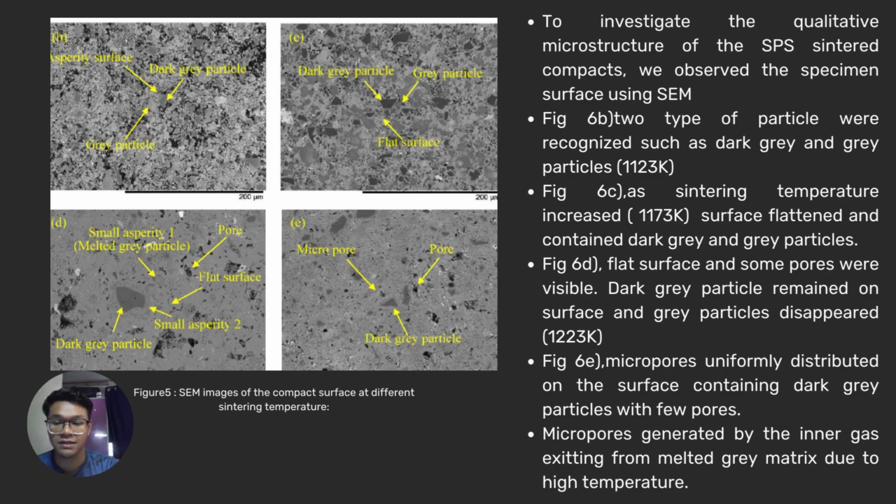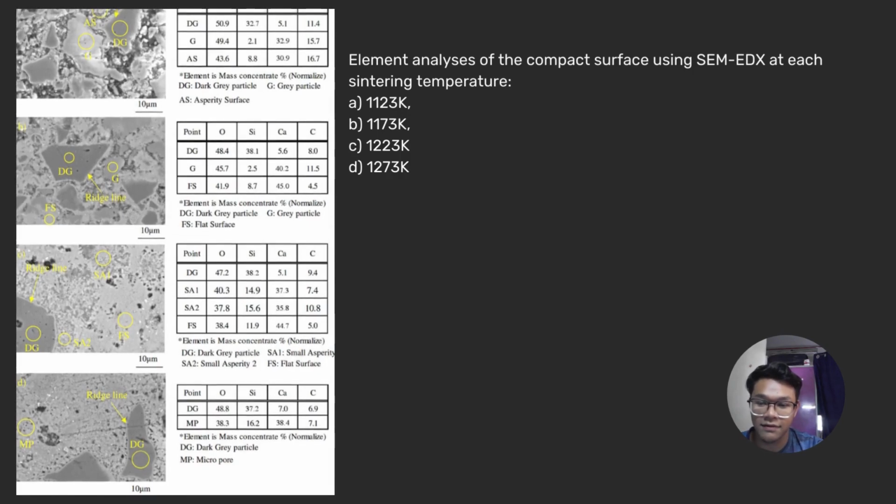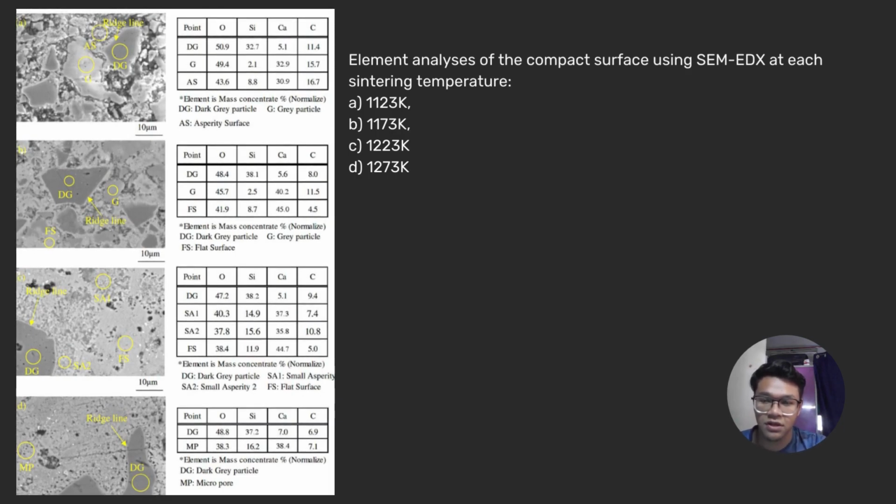For figure 6E, the micropores are uniformly distributed on the surface, containing dark gray particles with few pores. The micropores were generated by the inner gas, resulting from the melted gray matrix due to the increase of temperature. In this micrograph, we can see the compositions of the elements in our specimen. To obtain the compositions of the elements, we are using SAM EDX.